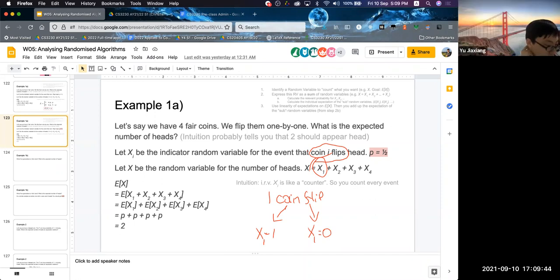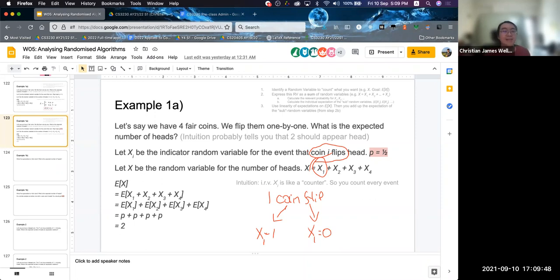Yeah, I think so. I can't exactly answer when you should use what. It really depends on context. In coupon collector, the way we model it is using geometric distribution for each of the random variables. For this example here, we use indicator random variables to count.